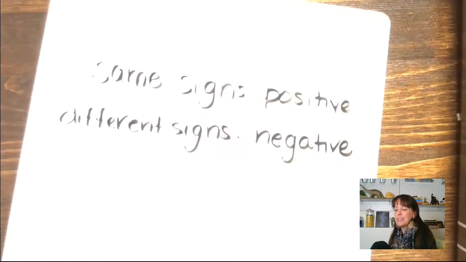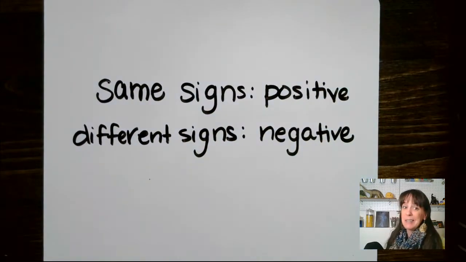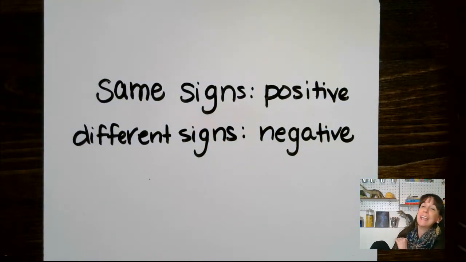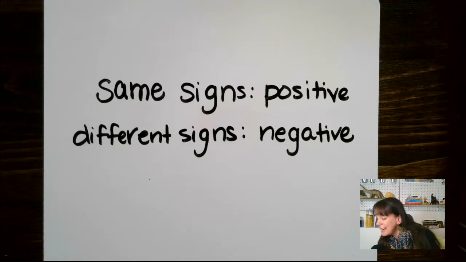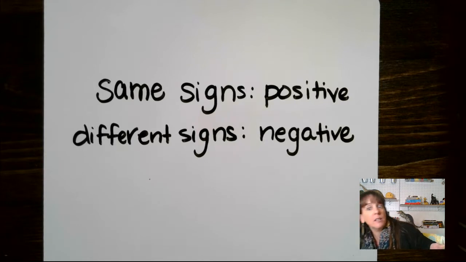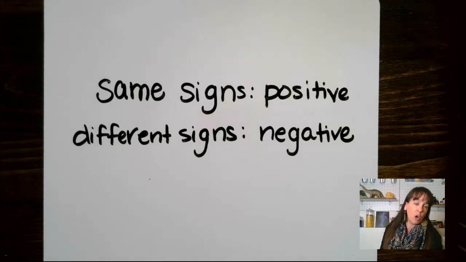Here are your notes. If they have the same sign, they are positive. If they have different signs, they are negative. I love multiplying and dividing negative and positive numbers because it doesn't really change a whole lot. It's just if they have the same sign, they're positive. If they have different signs, they are negative. So let's talk about that.